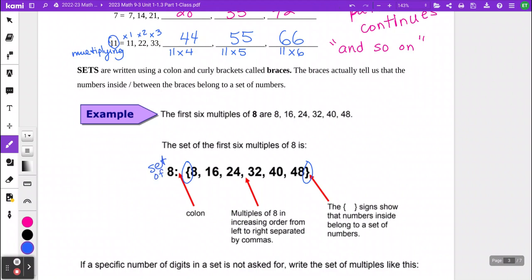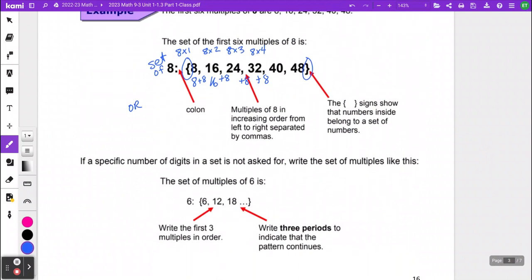A set of 8, you put your curvy brackets in, and then again, you could either skip count or multiply. So this one, I could have gone 8 times 1, 8 times 2, 8 times 3, 8 times 4, etc. Or I could have gone 8 plus 8, 16, add 8 more, add 8 more, add 8 more, because in skip counting they're adding 8 every time. Okay? So we can skip count or we can multiply. They both work.